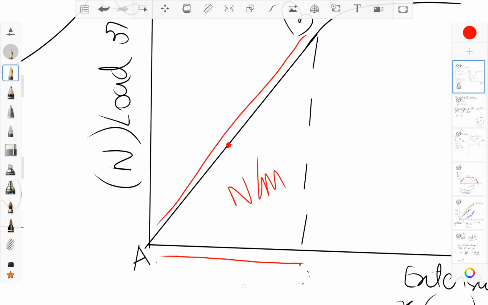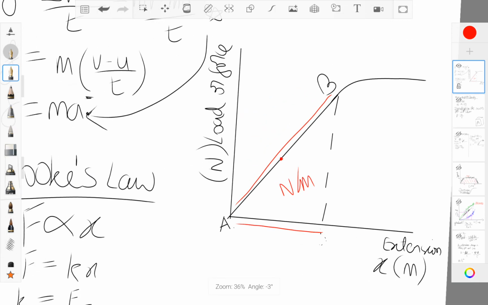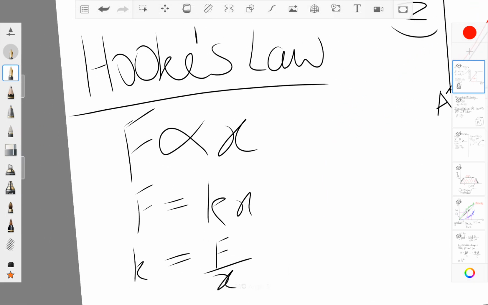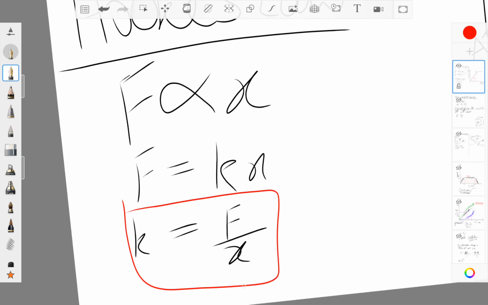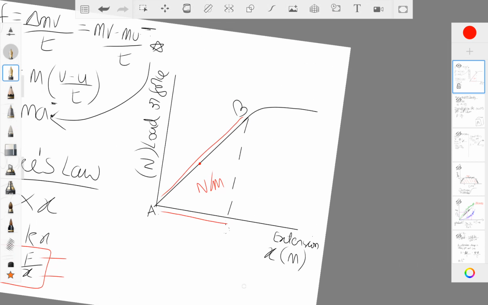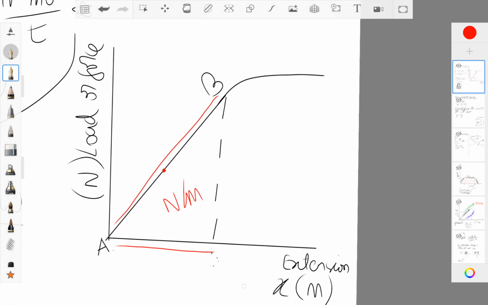Let's just look at the syllabus real quick. You need to know how to sketch, plot, and interpret load extension graphs for an elastic solid and describe the associated experimental procedures. I'm going to get to the experimental procedures after this, but you also need to know how to define spring constant. Spring constant is force per unit extension. It's derived from the formula k equals F over x, which is force over extension, force per unit extension. That's the definition of the stiffness or spring constant.